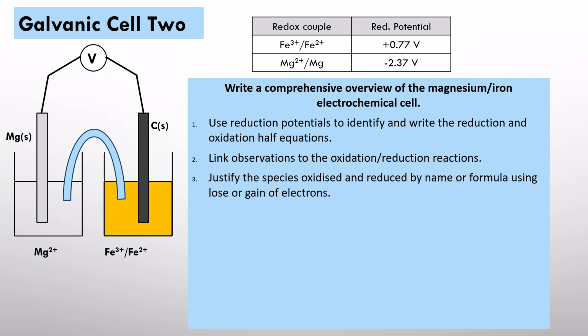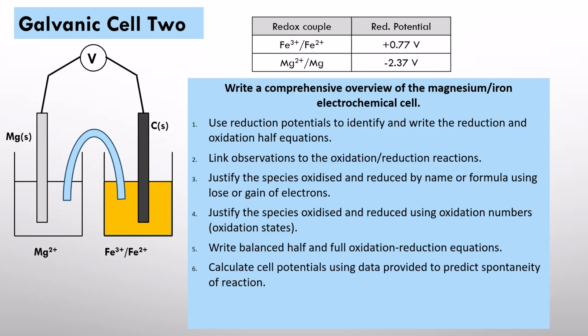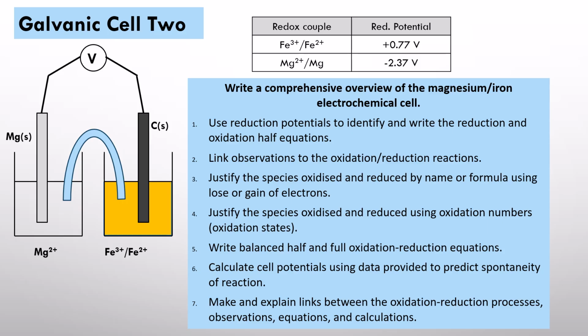We're going to justify which species are being oxidized or reduced. So we're going to say the reason that these are being oxidized and reduced is because they've lost or gained electrons, and we're going to be specific and detailed about that. We're going to also justify using oxidation states or oxidation numbers. Fifthly, we're going to go over balancing the half equations and then combining the two half equations, reduction and oxidation half equations, into a fully balanced equation. The sixth thing we're going to do, we're going to calculate what is the cell potential that this cell could potentially produce, and then we're going to explain any links, what this means in the wider world.